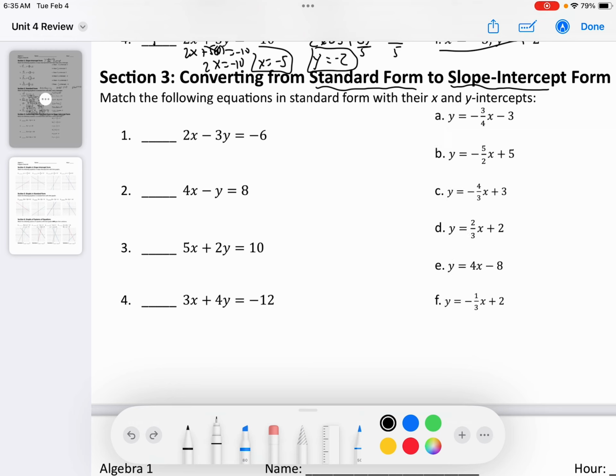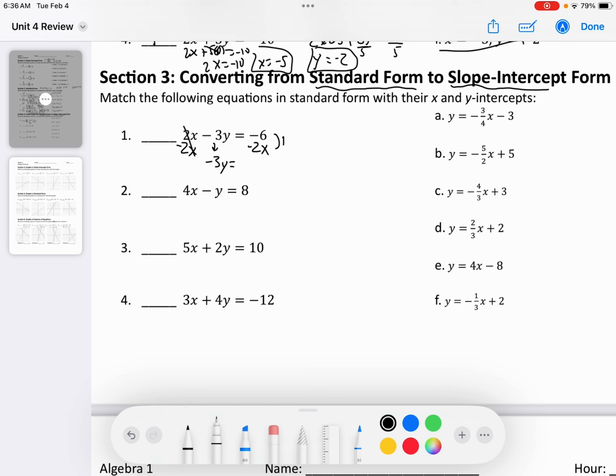So if we have this first equation in standard form, the first thing I would do in order to get y by itself is I'd need to cancel out this x term. So I'm going to subtract 2x on both sides in order to cancel out the 2x that we have on the left. This is going to give me negative 3y equals, because I just bring down this negative 3y. On the other side, we have negative 6 minus 2x.